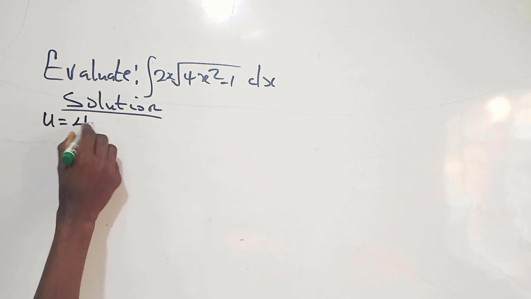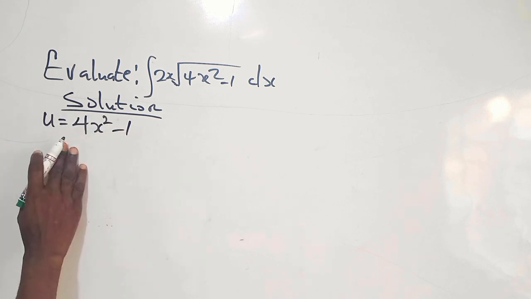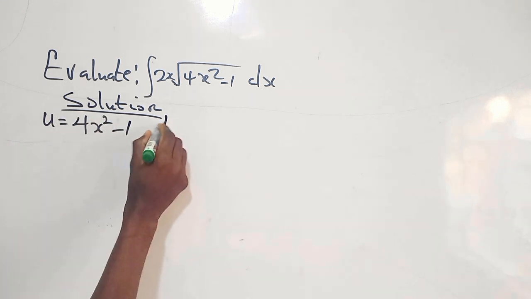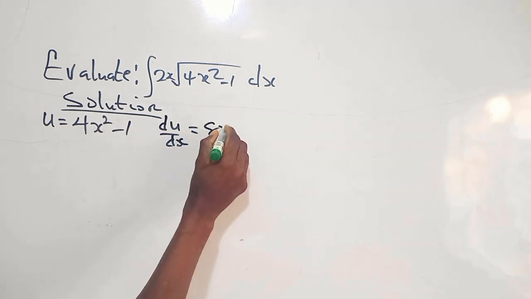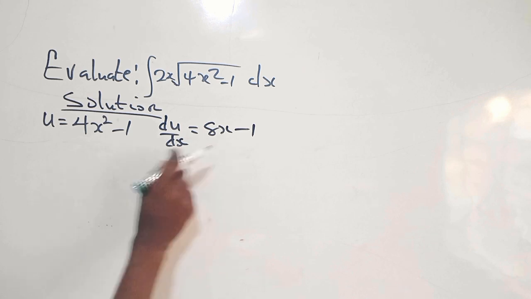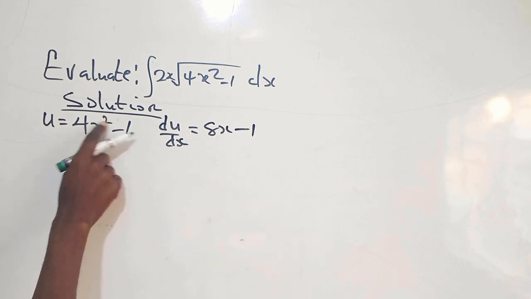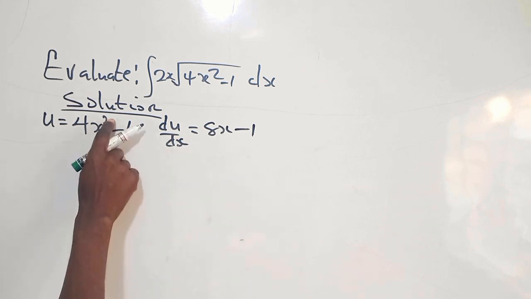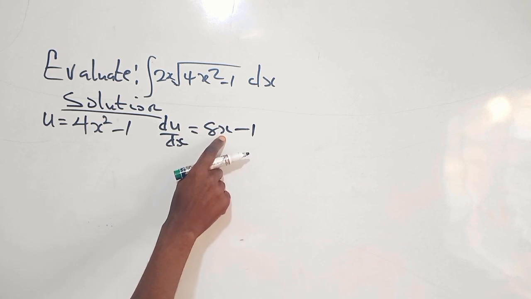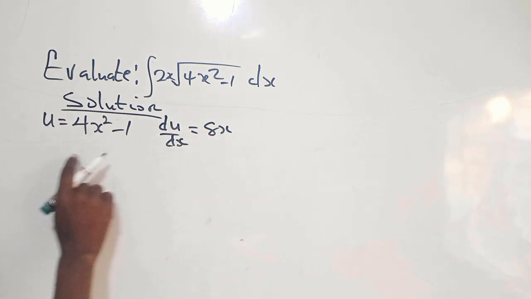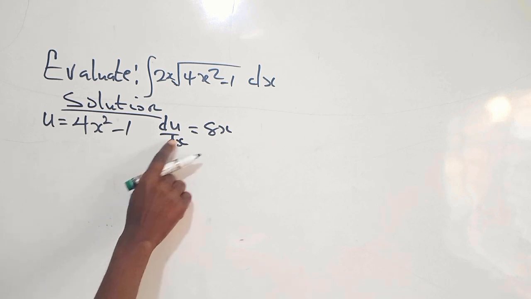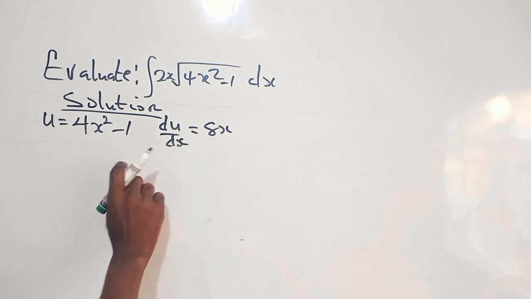So we have 4x squared minus 1. The du/dx of this is 8x minus 1. How do I get it? I multiply this with 2, that is 8x. I subtract 1 from the power, so I have just x. When you are differentiating a constant, you have it to be 0. So the du/dx of this is 8x.